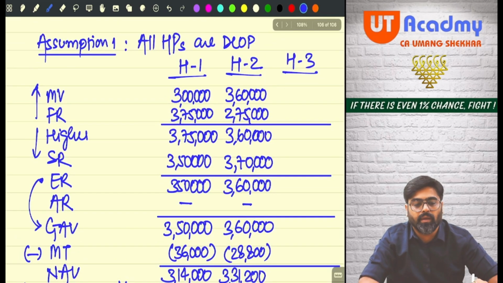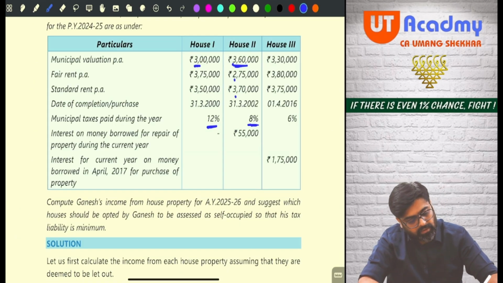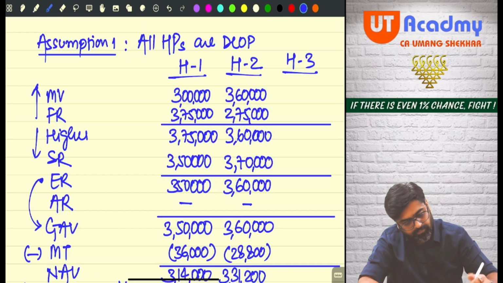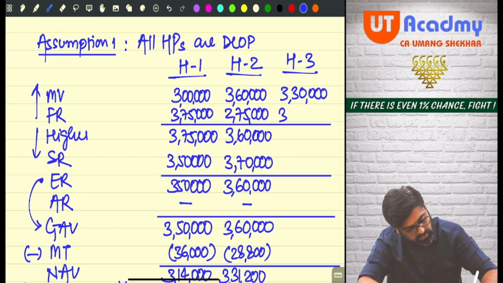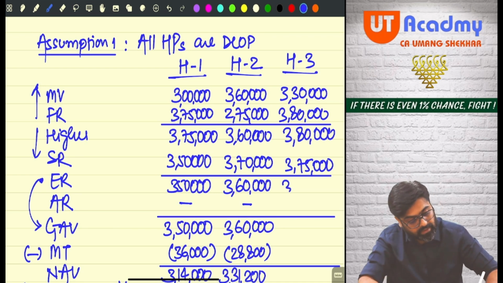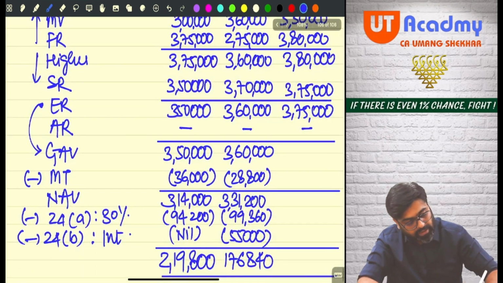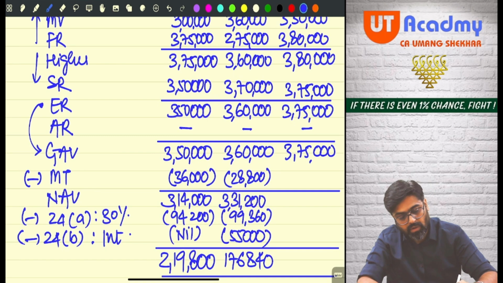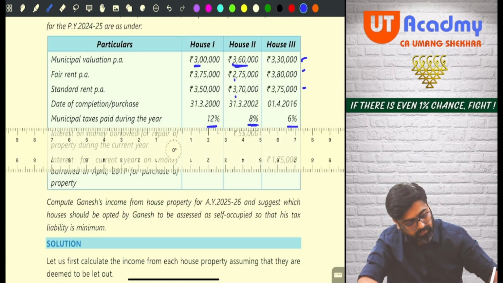House 3. This is 330, 380, 375. Whichever is higher, 380. 380 or 375, whichever is lower, 375. Is there any actual rent? No. So can I say 375 will become my GAV? Yes.